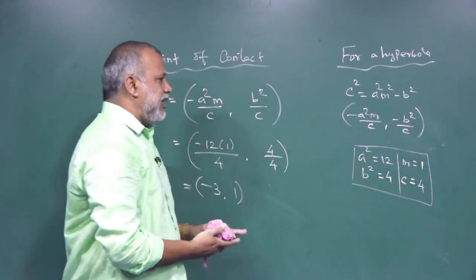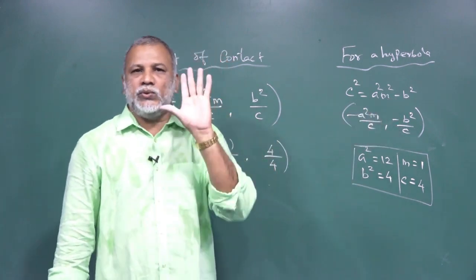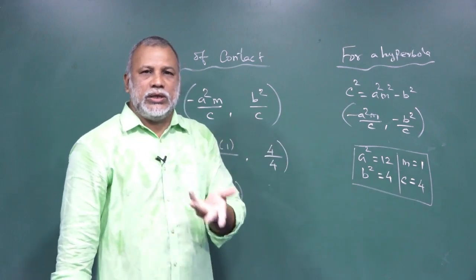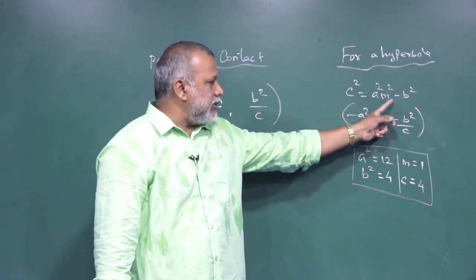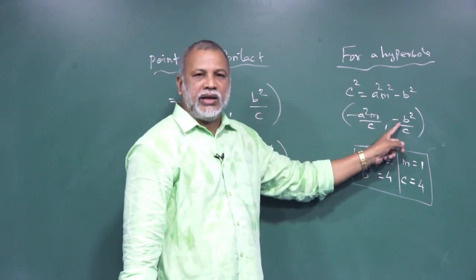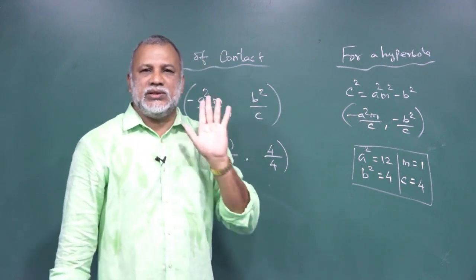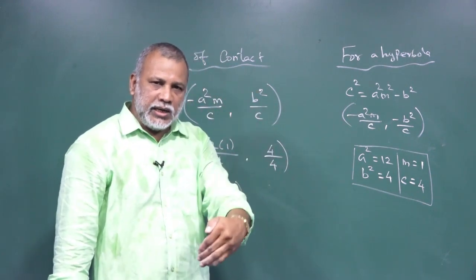So when compared with the ellipse, what are the changes here? b squared becomes negative for a hyperbola. That's all. No need to memorize. Just recall that instead of positive b squared for an ellipse, here we are getting minus b squared. These are the only changes. So you have to recall the theoretical concept and observe the question.